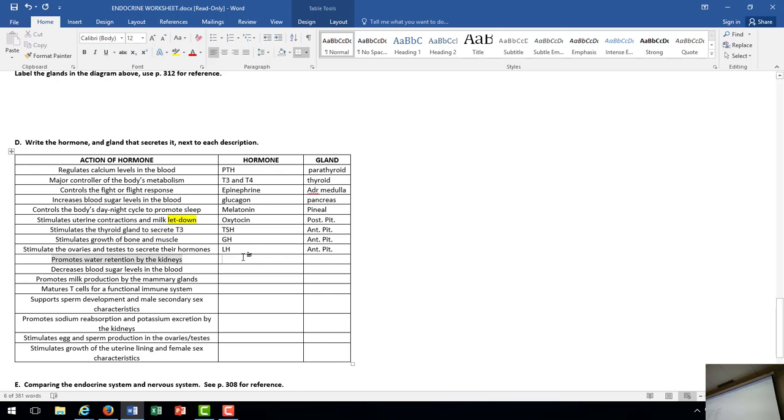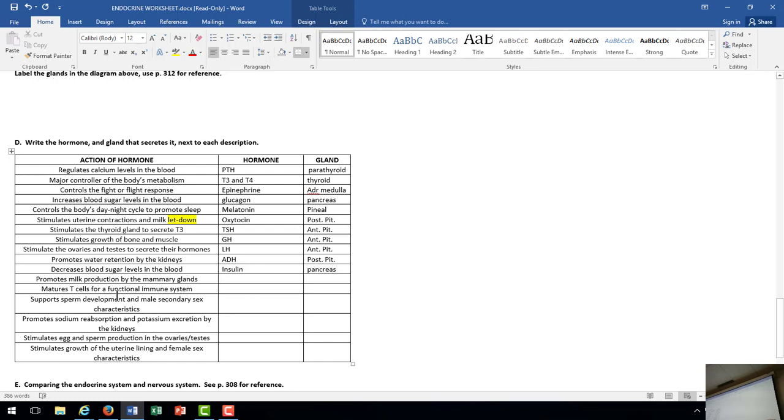Promotes water retention by the kidneys. So this is a hormone that we talked about in lecture, the anti-diuretic hormone. Prevents urination, promotes water to leave the collecting duct and go back to the blood. So ADH, and where do we say that comes from? Posterior pituitary. And which one decreases blood sugar levels in the blood? Insulin. And that's from the pancreas.